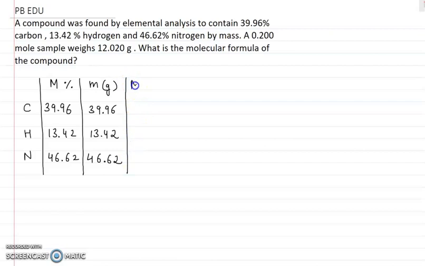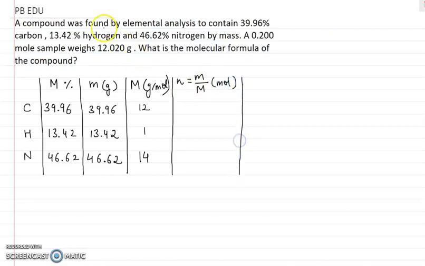Now we know the atomic masses of these elements. So for carbon it is 12 gram per mole, for hydrogen it is 1 gram per mole, for nitrogen it is 14 gram per mole. So now we can calculate the number of moles, that is mass divided by molar mass, and its unit is moles.